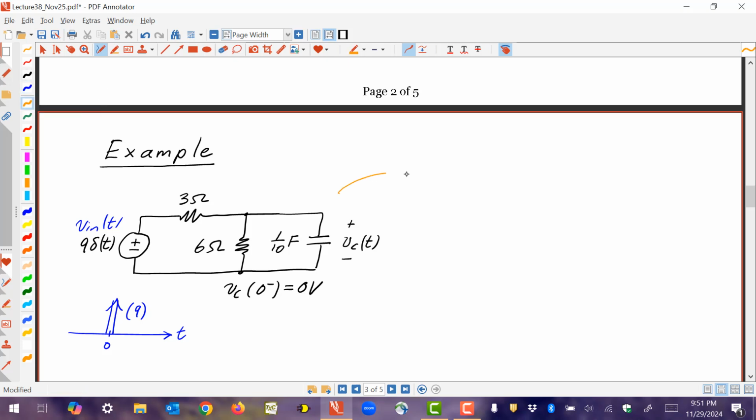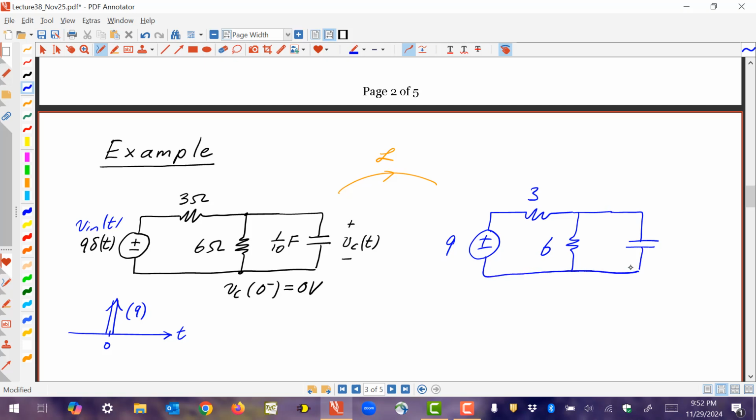Again, we're going to go from here to the Laplace transform equivalent. Okay, we learned that, of course, the Laplace transform of 9 delta t is simply 9. Resistors are just resistors. There's really nothing to do with them. They're very simple. The capacitor, the impedance of a capacitor is 1 over SC, and the C is 1 over 10, so this becomes 10 over S, and this becomes our VC of S. So we already set up our Laplace transform circuit. But at this point, instead of writing node equations or something like that, I would say, let's just simplify the circuit first. In fact, simplify the circuit to the left of the capacitor.